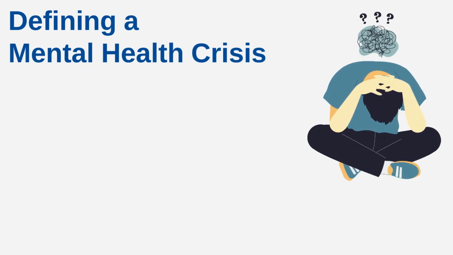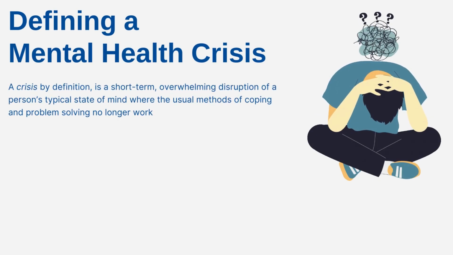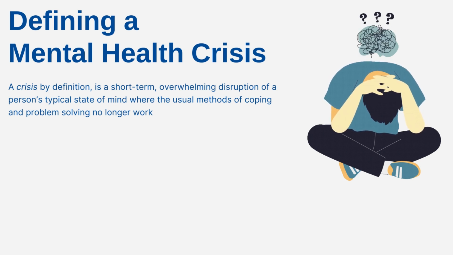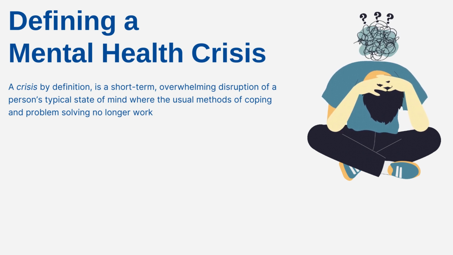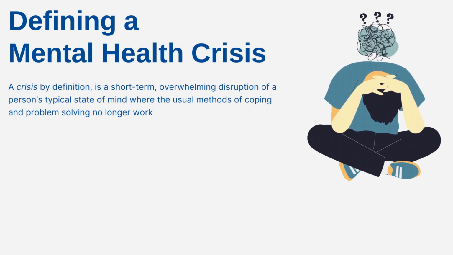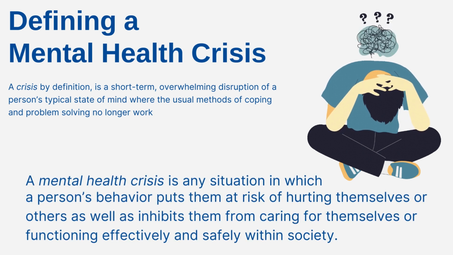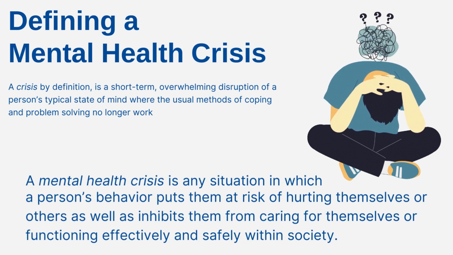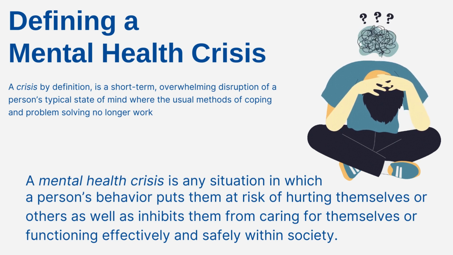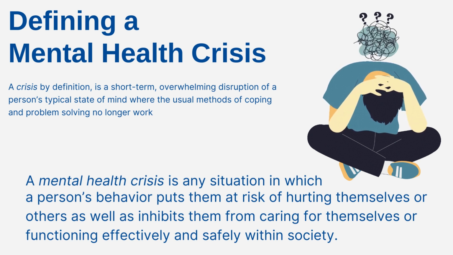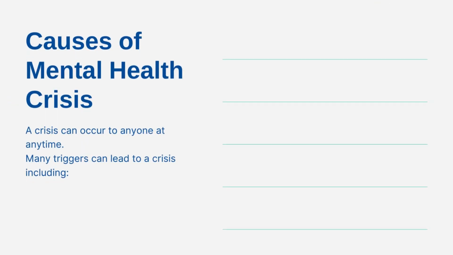Defining a mental health crisis. A crisis, by definition, is a short-term, overwhelming disruption of a person's typical state of mind, where the usual methods of coping and problem-solving no longer work. A mental health crisis is any situation in which a person's behavior puts them at risk of hurting themselves or others, as well as inhibits them from caring for themselves or functioning effectively and safely within society. A crisis can occur to anyone at any time. It does not occur to just those with a mental illness.